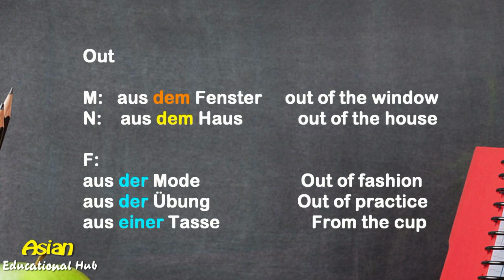Aus means out also. So for example, we can see here aus dem Fenster, out of the window. Aus dem Haus, out of the house. Aus der Mode, out of fashion. Aus der Übung, out of practice. And aus einer Tasche, from a bag.